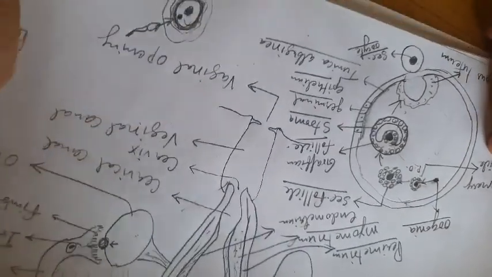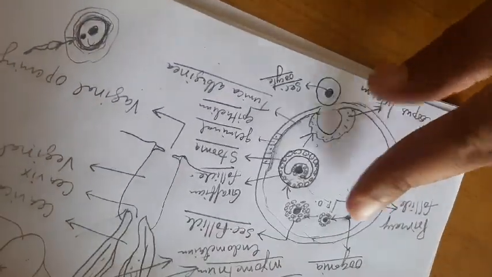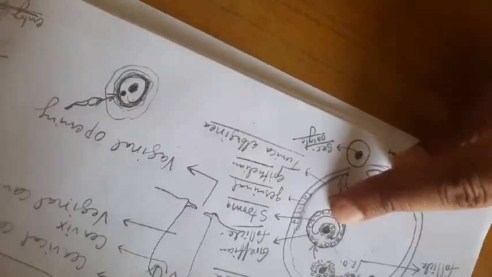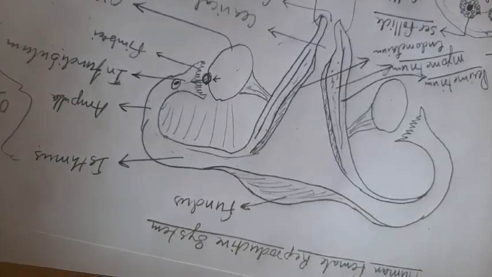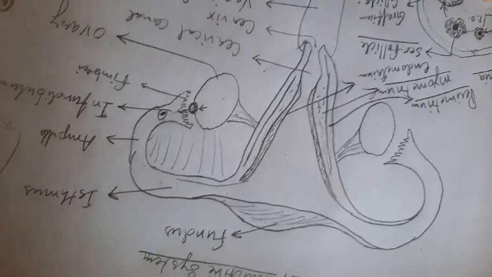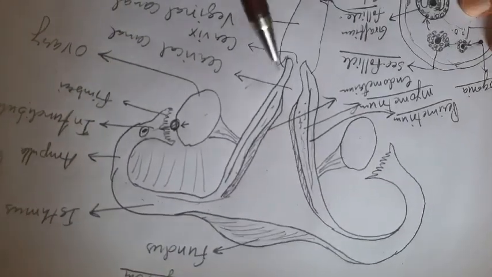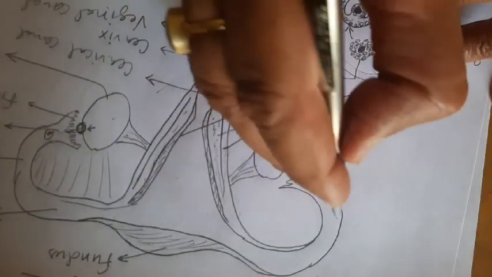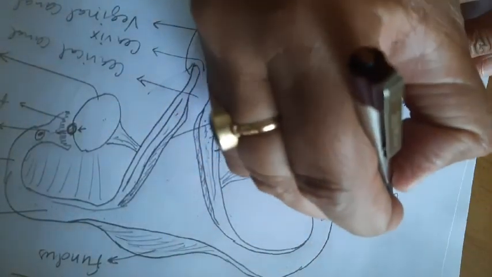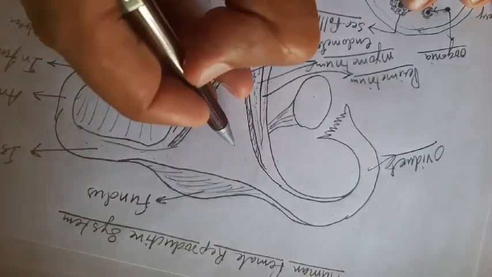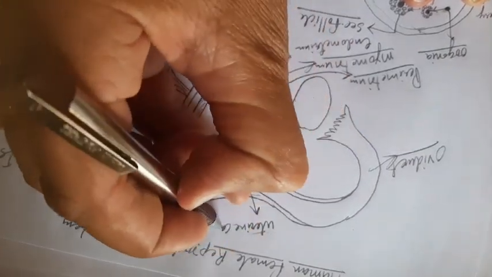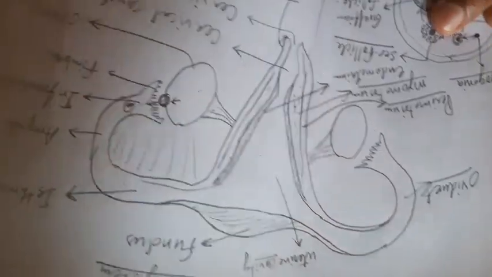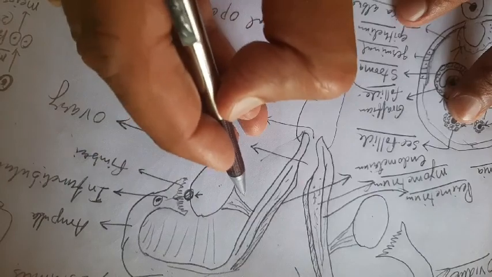So, follicular development takes place inside the ovary: primary follicle, secondary follicle, tertiary follicle, and ovulation. We'll take it separately in the menstrual cycle also. So, this is all about the female reproductive system, and for labeling, label this as oviduct, and this is the uterine cavity, the fundus portion, and these are the ligaments.